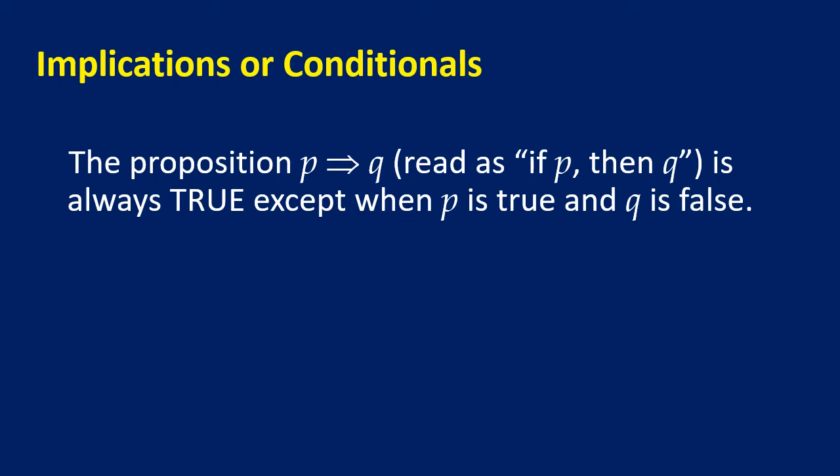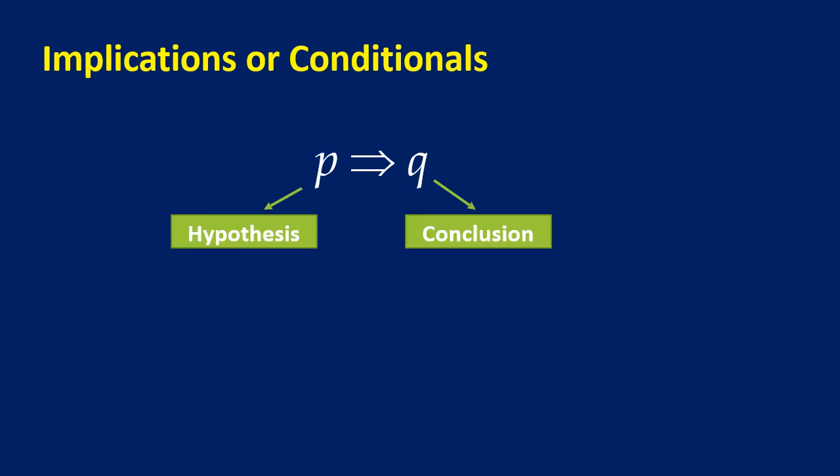But for this implication, it is always true, except there is only one case wherein it will be false. It will be false when P is true and Q is false. Okay, now take note, for implications, I don't want you to think of it as just P and Q, because they're just letters. They can be anything. The first part that appears there is called the hypothesis, and the second part is called the conclusion.